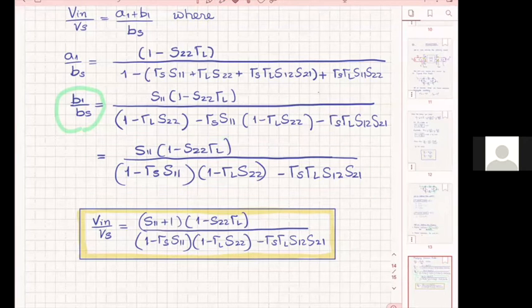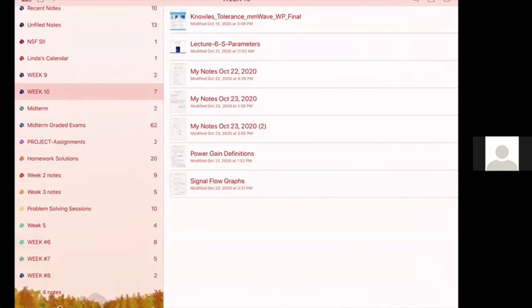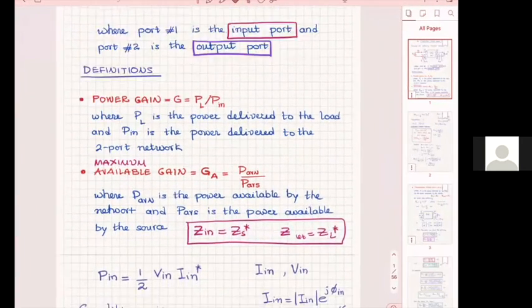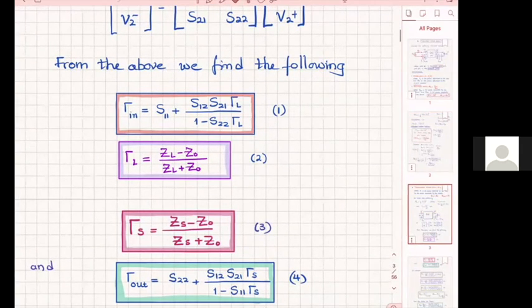So I will ask you as an exercise in your homework to use Mason's rule to now find the values for the various gains. I will, in fact, ask you as part of the homework to use Mason's rule and signal flow graphs to find all of these values, which is going to be very easy. You're going to see how easy you're going to find them without having to go through scattering matrices and calculations and the whole thing.